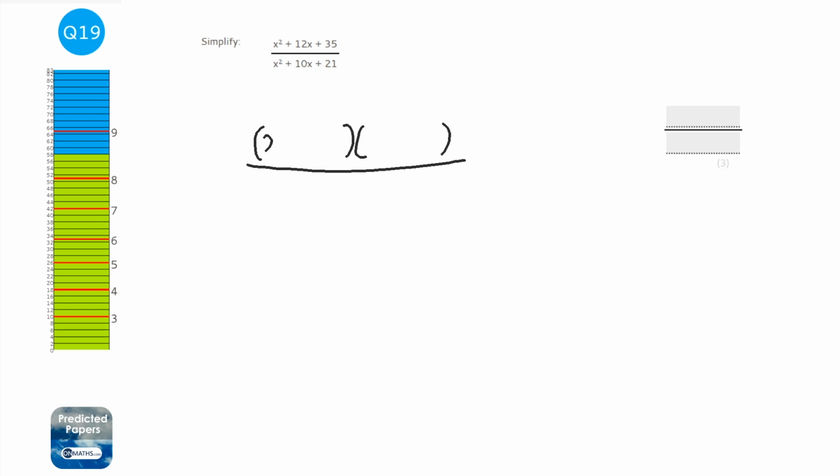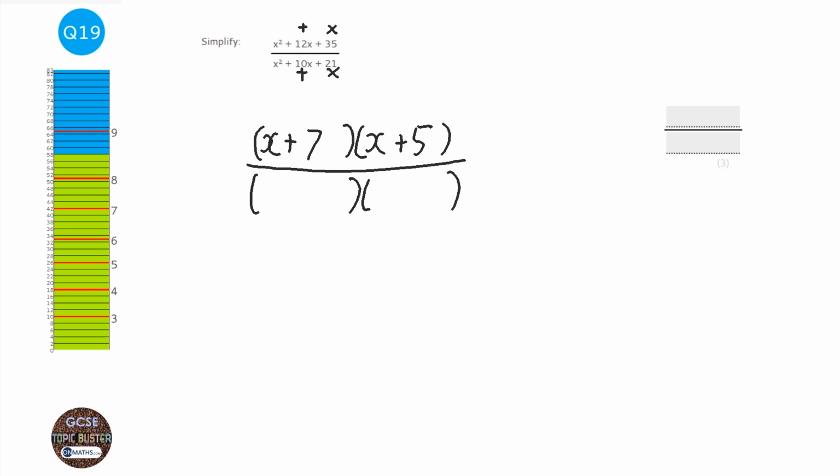So I know it's going to be x at the start. I need 2 numbers that add together to make 12 and times together to make 35. Well, that's going to be 7 and 5. Then I need to factorise the bottom. Now, a little bit of a cheat here. I know one of them will be the same. So either one of them is going to be x plus 7 or one of them is going to be x plus 5. So I need 2 numbers that add together to make 10 and times together to make 21. Well, I know that 5 doesn't go into 21, but I know 7 does. So x plus 7 and x plus, well, to make the 21 and the 10, it needs to be 3.